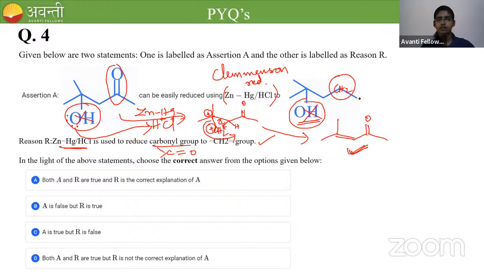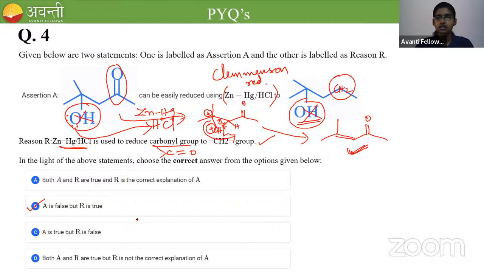Clear? Clear to everyone? Assertion is false, but the reason given here for the Clemmensen reagent is true. So option B is the correct answer for this question. Question is a little bit tricky, okay? But it is an easy question only. Just you have to go through the question once or twice before arriving at the answer.